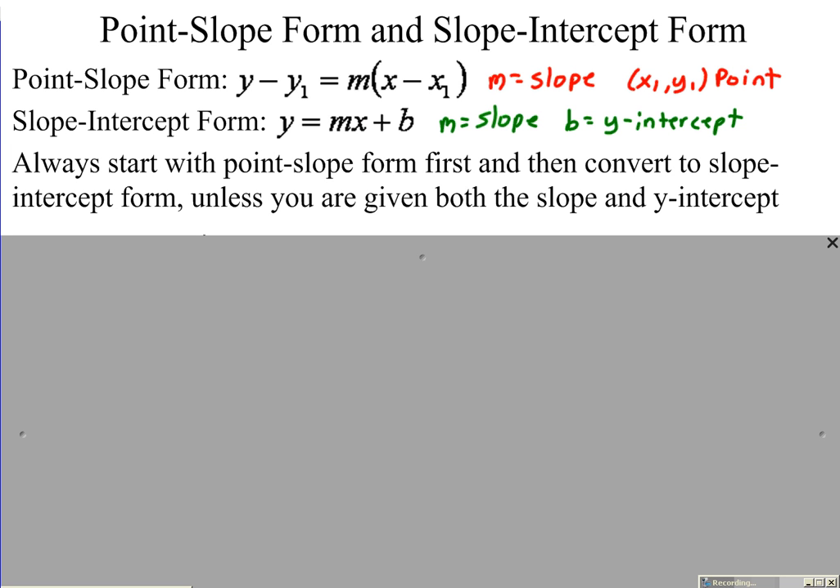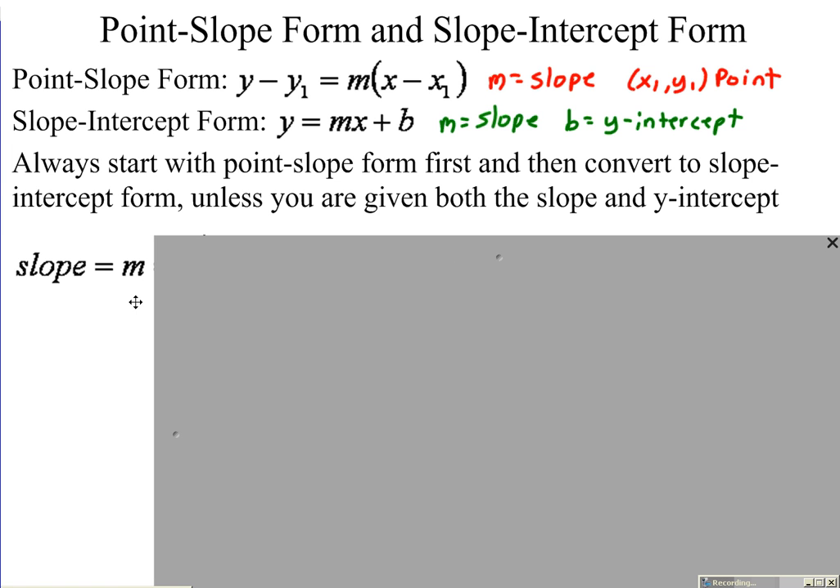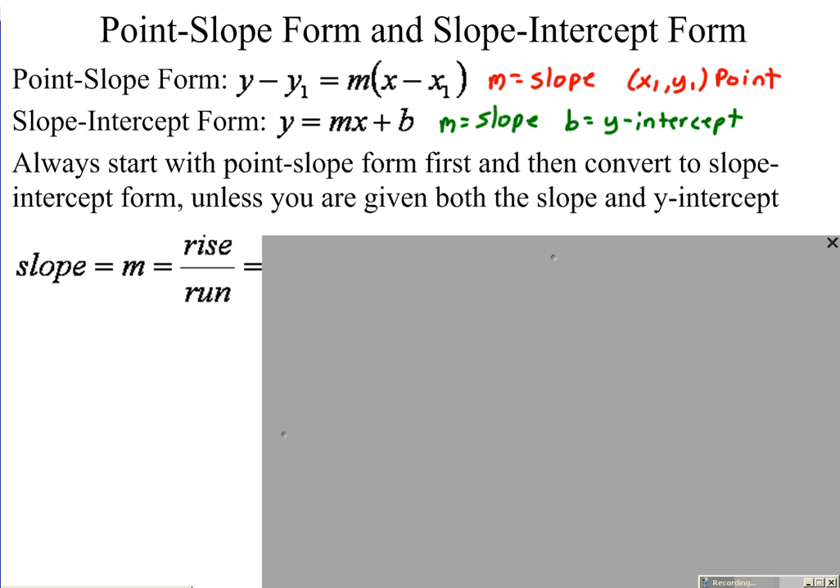We are going to begin with point slope form first and then convert to slope intercept form, unless you are given the slope and the y-intercept. Then you'll go right to slope intercept form. So for any line, regardless of the form, we have to know the slope. Slope is equal to m in both equations, which is the rise over the run.